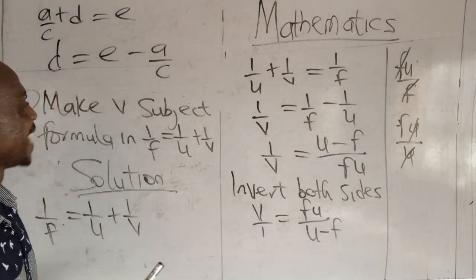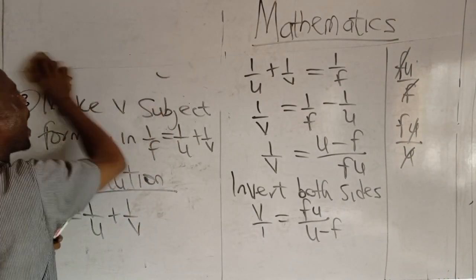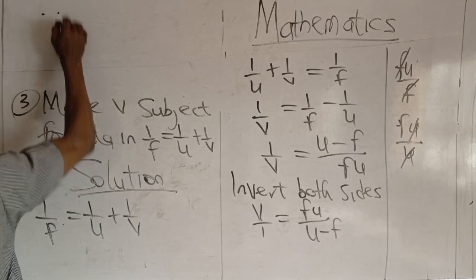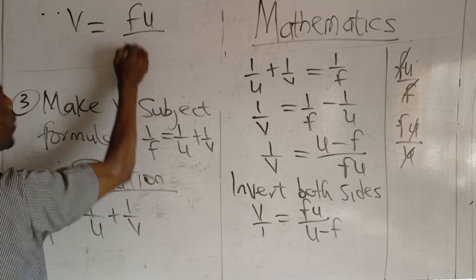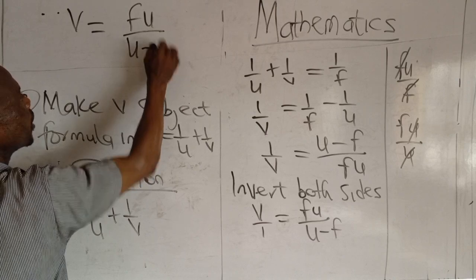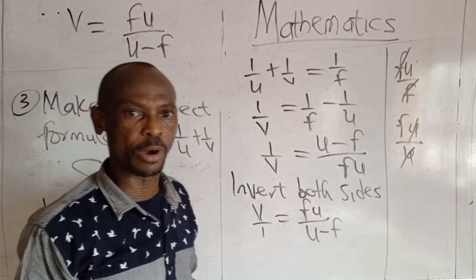So we have succeeded in making our V the subject. So we can simply write this now as what? Therefore, V is equal to what? FU all over U minus what? F. So we have made V our subject formula.